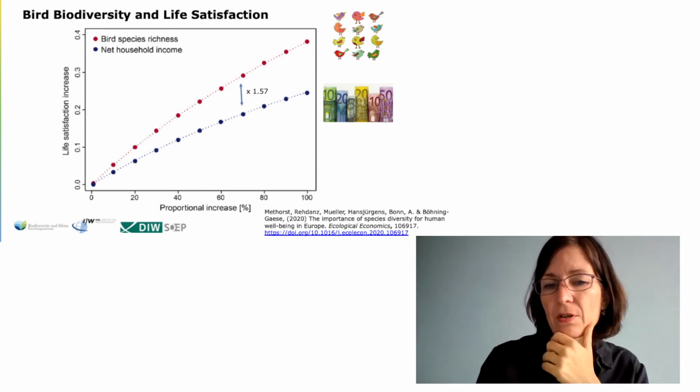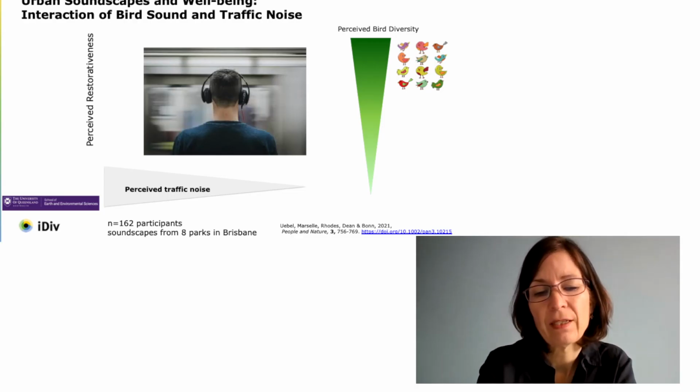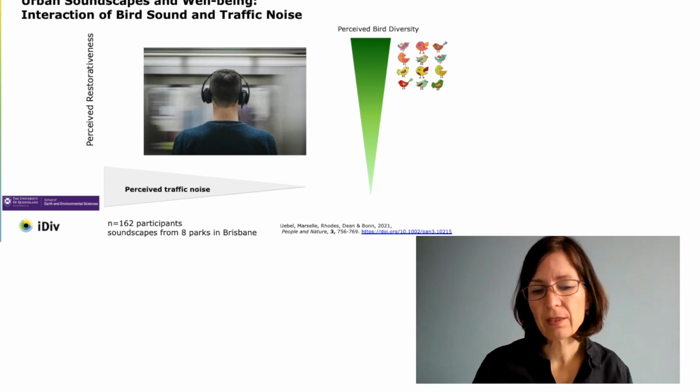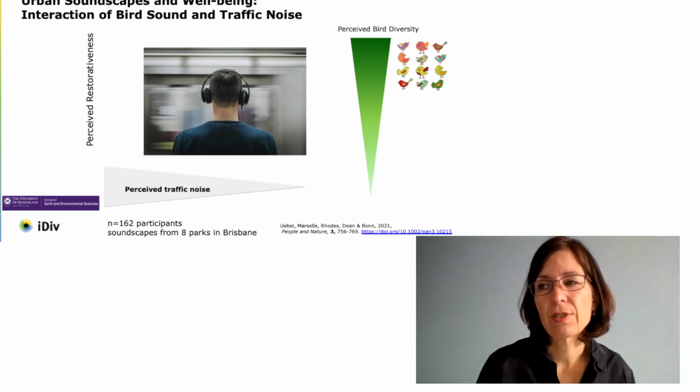Now, we also wanted to know, we often think about biodiversity which is visually experienced. I show you one last study where we looked at soundscapes and bird sounds and well-being. And here we did a laboratory study. We had bird recordings from 8 parks in Brisbane in Australia. And we played them to people in the lab to actually eliminate all other aspects. And we looked at the relationship of perceived restorativeness with regards to perceived bird biodiversity. But here we interacted this with traffic sounds. So these samples also had different soundscapes of traffic.